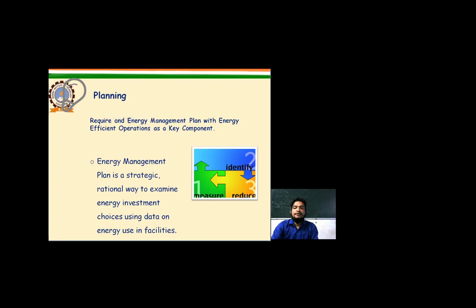Here the word is planning. What is the meaning of planning? Actually, planning is there for only one purpose. That is, it requires an energy management plan with energy efficient operations as a key component.